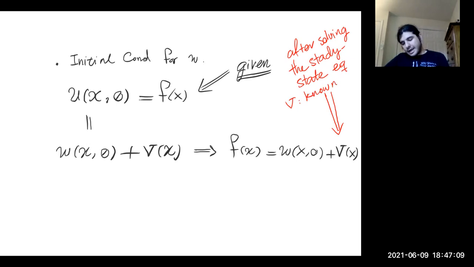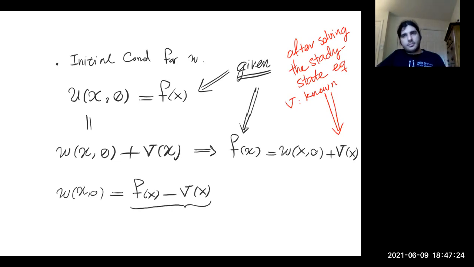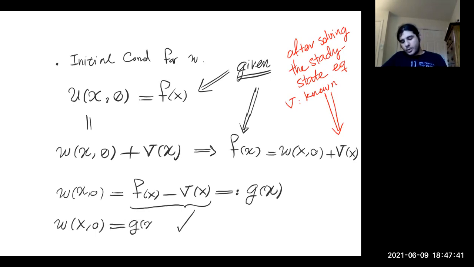And also f is known, as I said above, f is given. So if I take V to the other side, both f and V are known functions. So we know what the right-hand side is. Just name that thing to be another function. Let's call that g of x. So W of X and 0 being equal to g of x would be our initial condition.